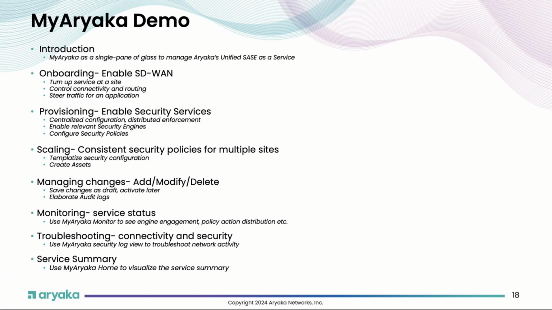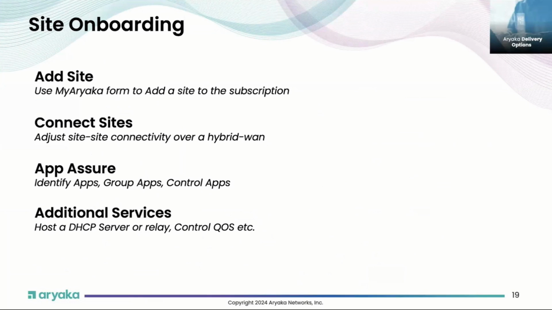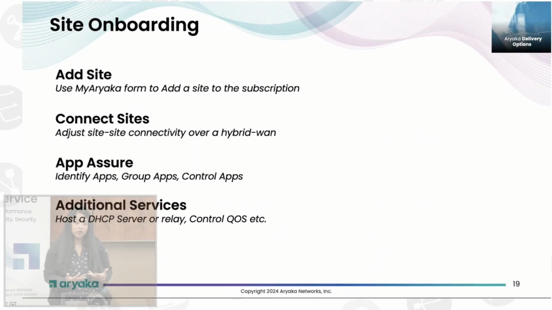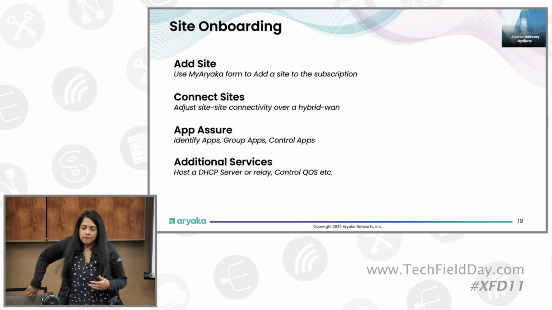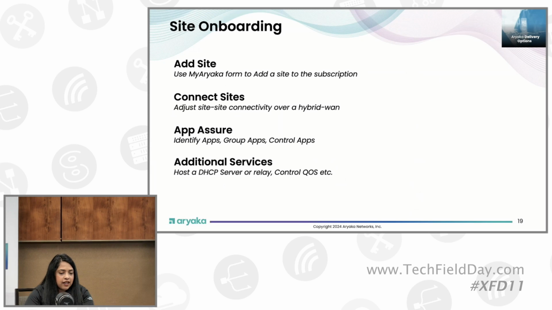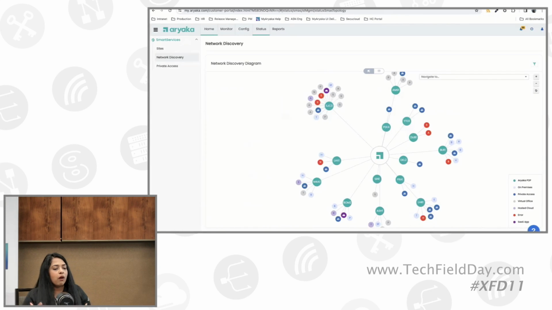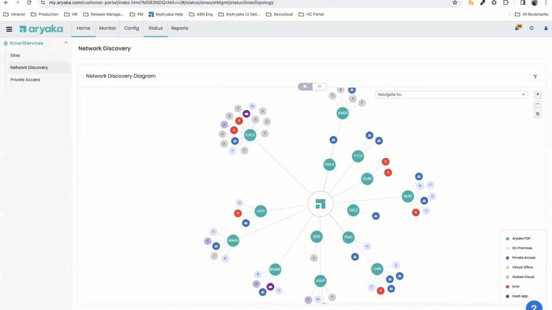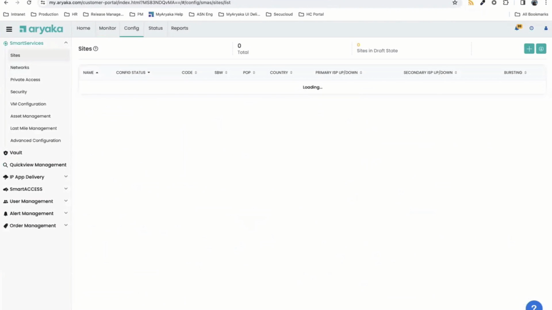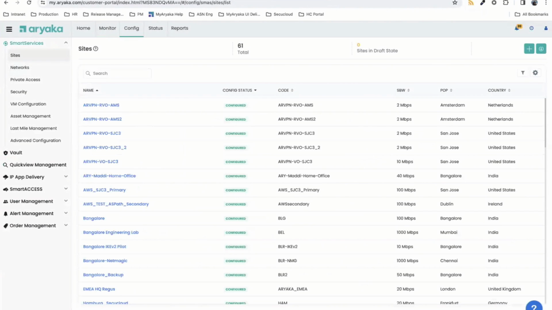Okay, so I'm going to go through to the next slide, and this is where we're going to start. So what happens when you onboard your service for the first time with MyAryaka, right? The MyAryaka UI is broken up into home, monitor, config, status, reports for you to easily figure out where you can find content, right?